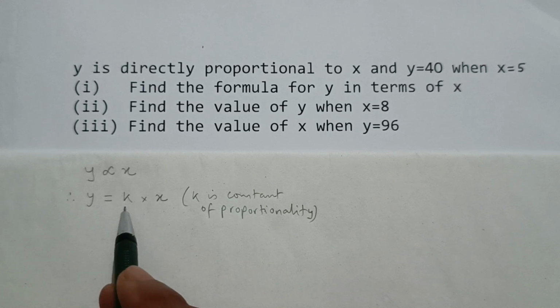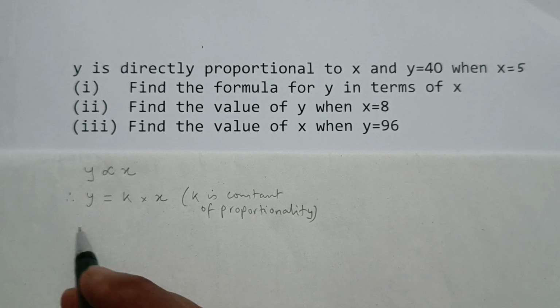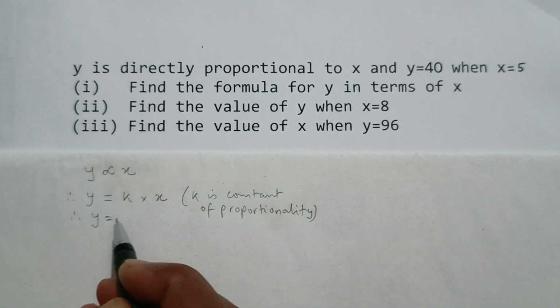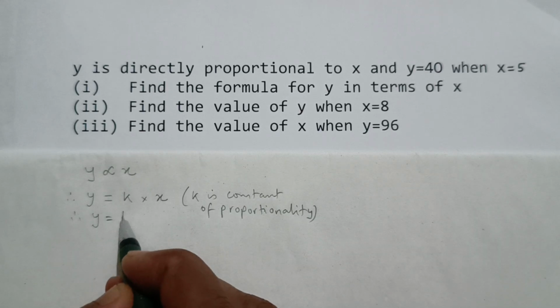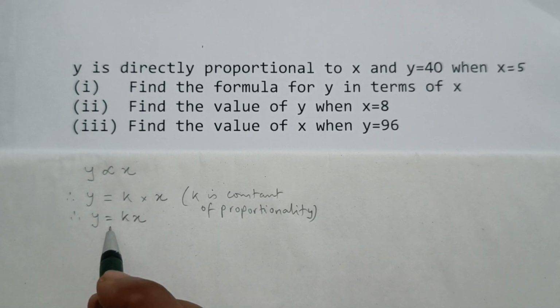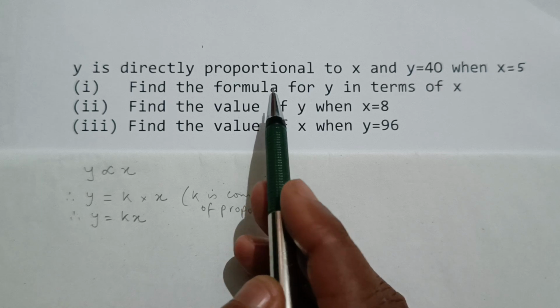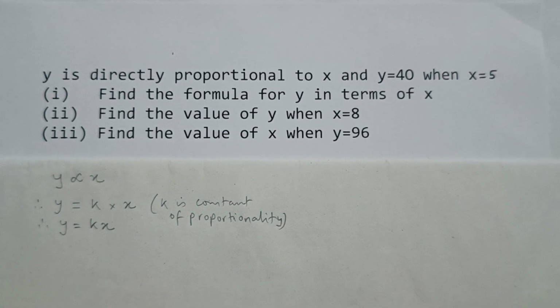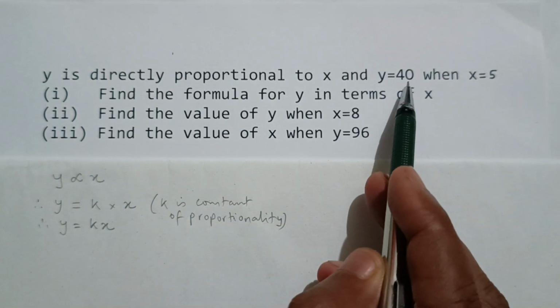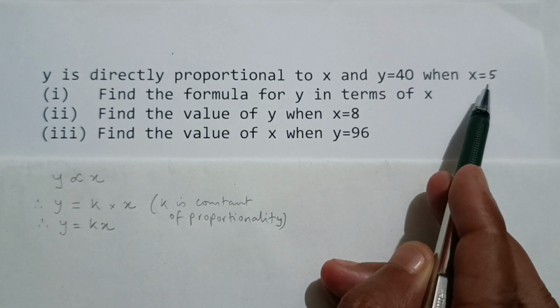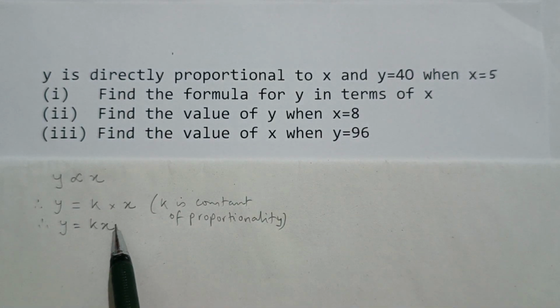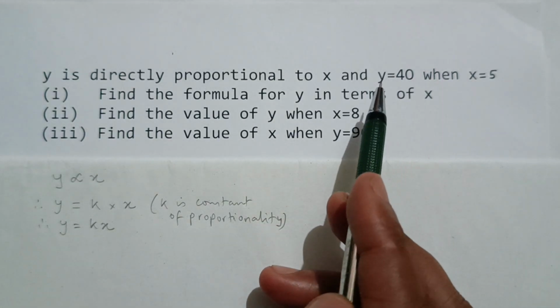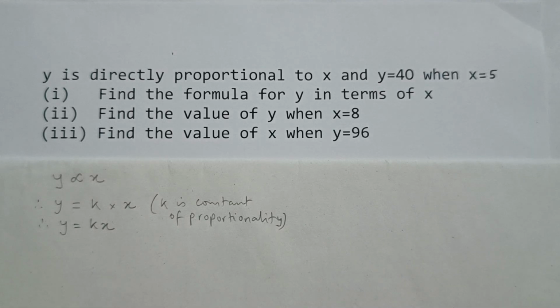Now y is equal to k multiplied by x, which is kx. So y is equal to kx. So the equation is y is equal to kx. Now for this question, we know that y is equal to 40 when x is equal to 5. So when the value of x is 5, the value of y is 40.